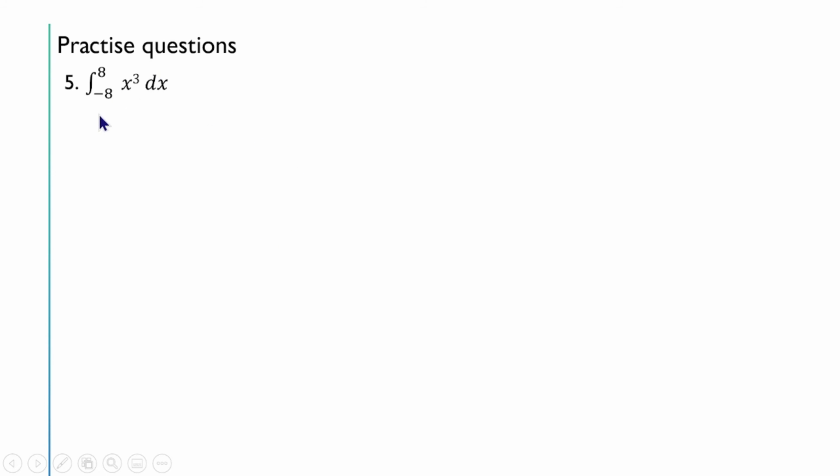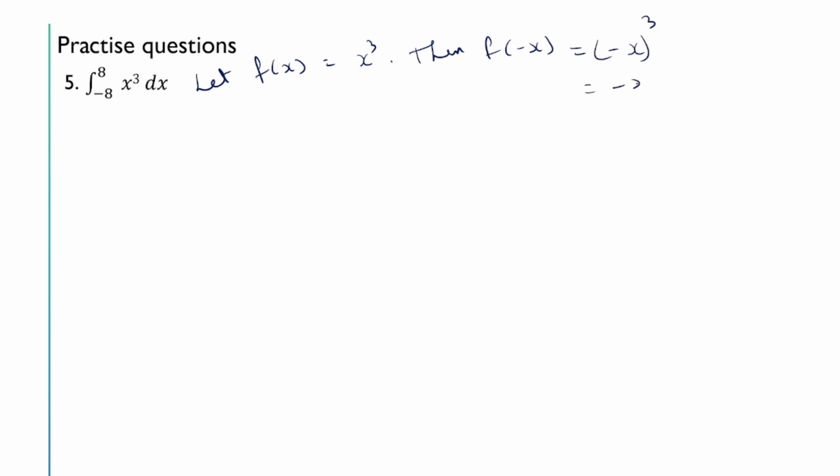The next question, integral minus 8 to 8 x cube dx. Here let f of x be equal to x cube, then f of minus x will be minus x the whole cube, or it is equal to minus x cube. So it means f of minus x is equal to minus f of x, which means f of x is an odd function.